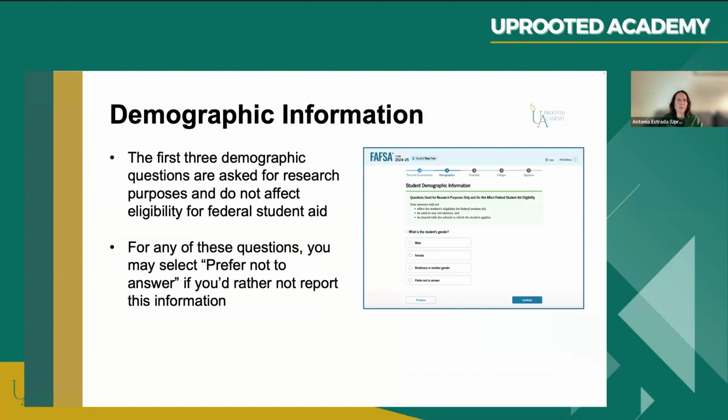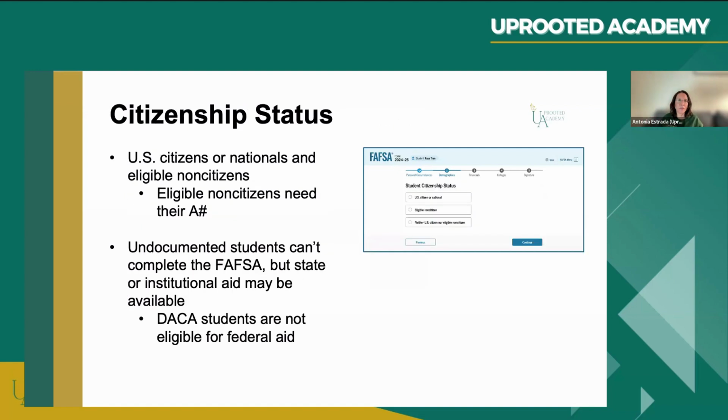The first three demographic questions are asked for research purposes. They don't affect the student's eligibility for federal student aid. They're not used in any calculations, and they're not shared with the schools to which a student applies. The three questions have to do with gender, ethnicity, and race. You don't have to answer these questions. You can select prefer not to answer if you'd rather not report this information.